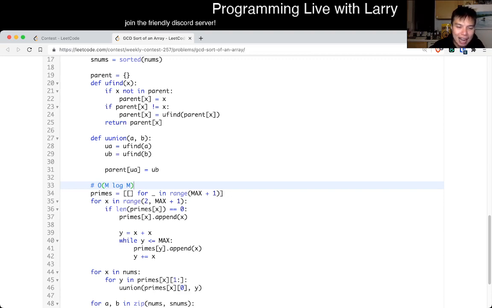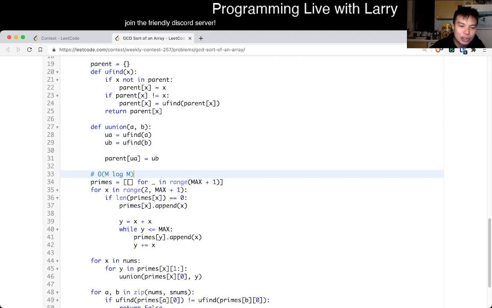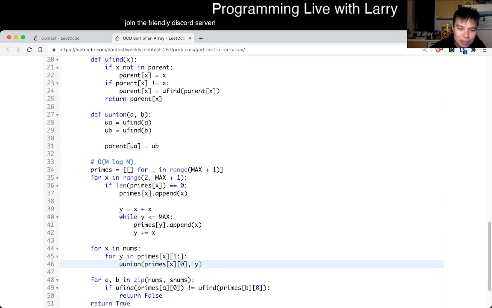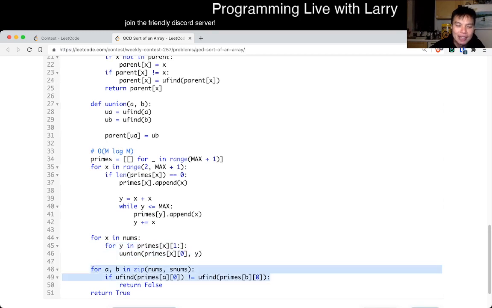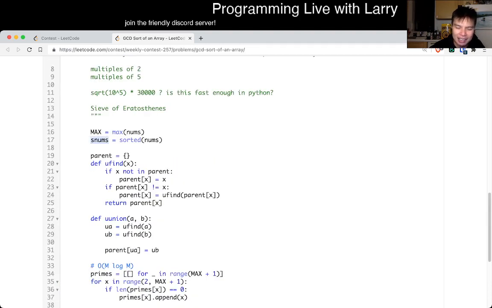But basically here, now that we have all the primes together, we union them with the first one because that's just how you group them. It's transitive, right? So now we union all the primes together given a number, and then at the very end, this is just to see if they're in the same component. The s nums is the sorted numbers, so we have to sort it, so it has to be n log n, I suppose, actually.